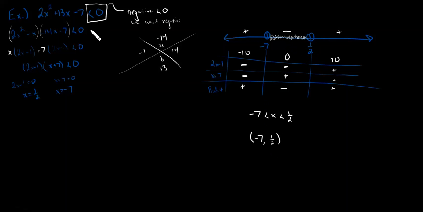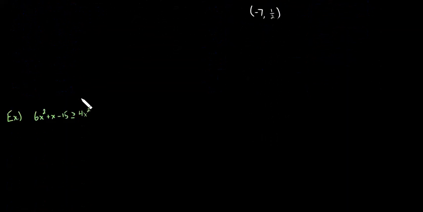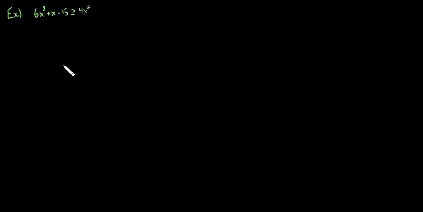All right, good. So let's go ahead and try another example. Let's take a look at this one: 6x squared plus x minus 15 is greater than or equal to 4x squared. Go ahead and pause the video and try this one out, and I'll walk us through this.